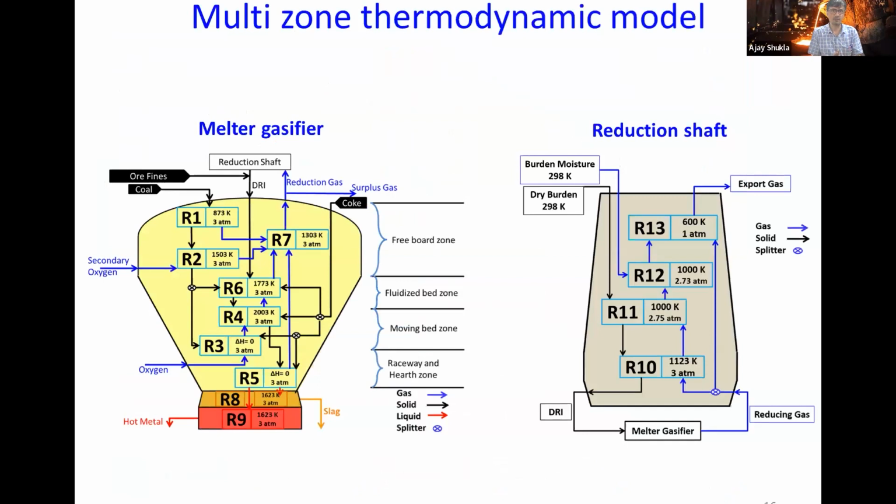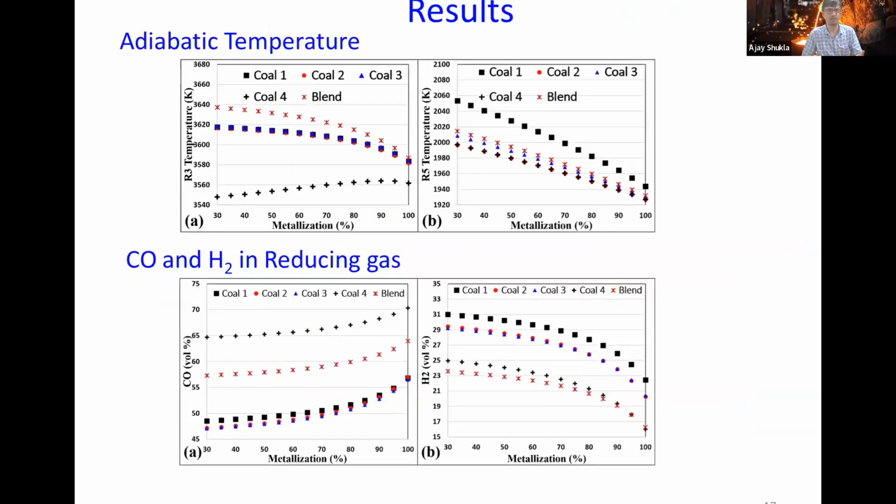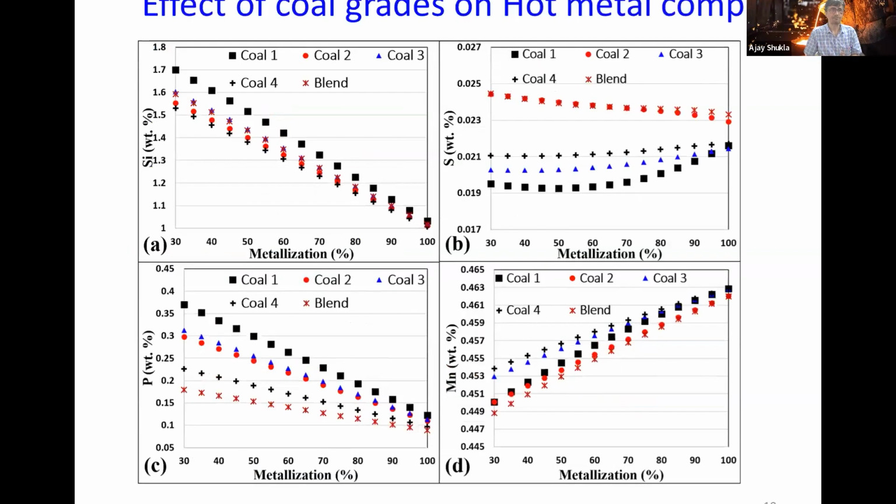If you talk about the multi-zone thermodynamic model, the process is divided into a number of zones, and all the concepts I had already talked about were applied. I'm just quickly skipping it. We have plotted the temperatures of various reactor zones as a function of metallization, and the composition of waste gas in various reactors. All these things are already published in the literature, and one can have a look at it. And also the effect of coal grades on the hot metal compositions.